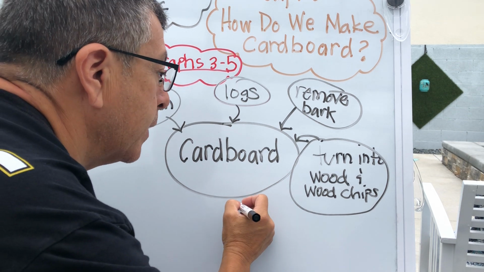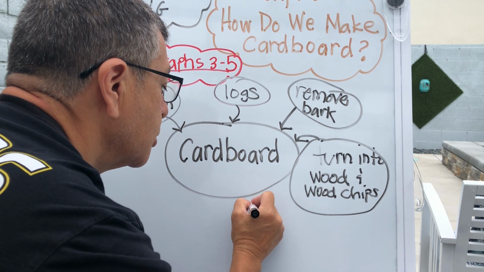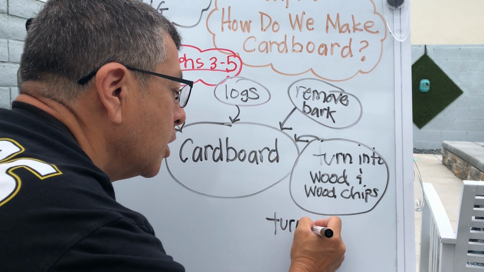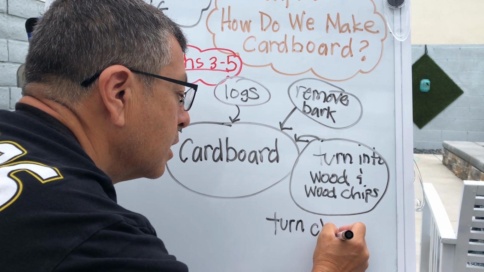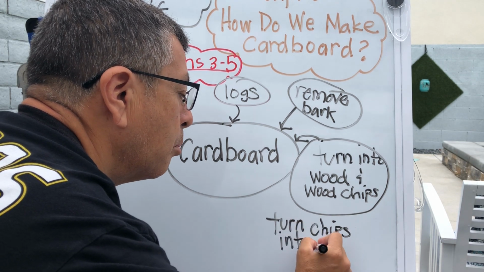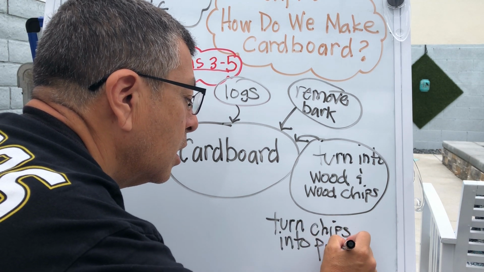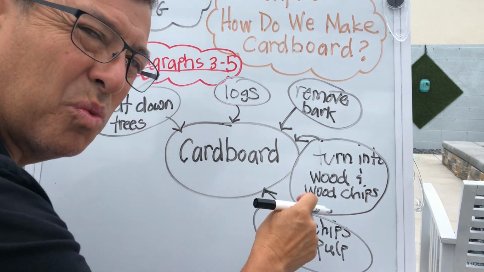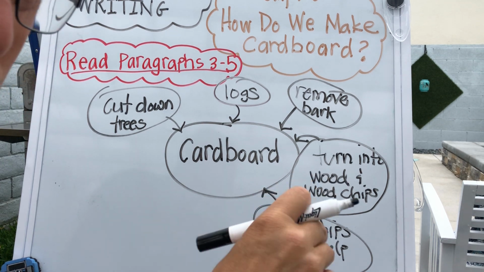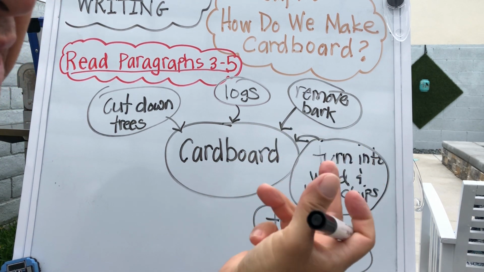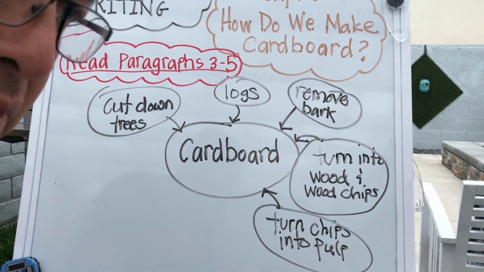So we're gonna say they turn, I'll use this part right here. Turn chips into pulp. That's what they do. They probably mix the wood chips with water, and they get all soggy and mushy, and it turns into pulp, kind of like masa.